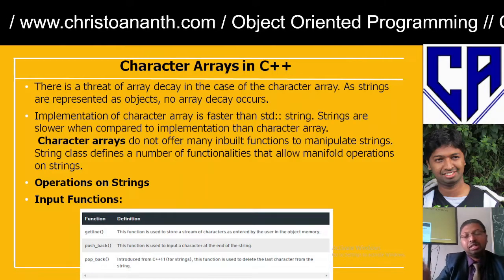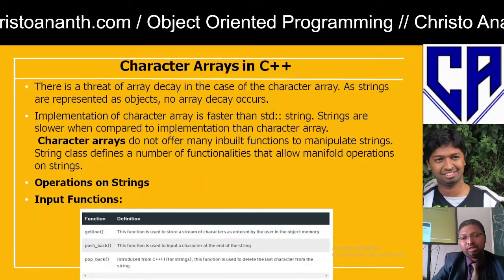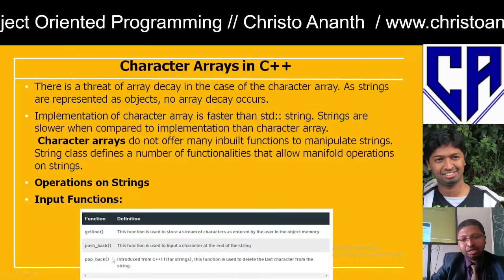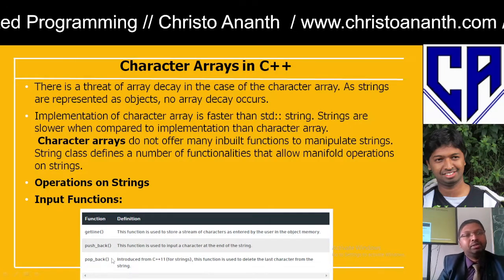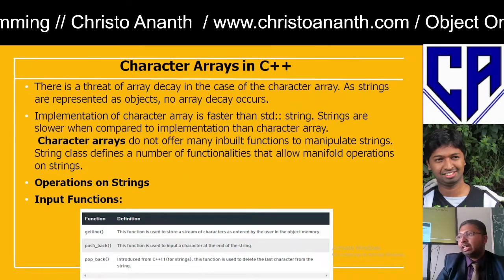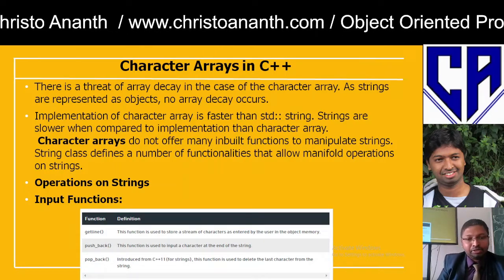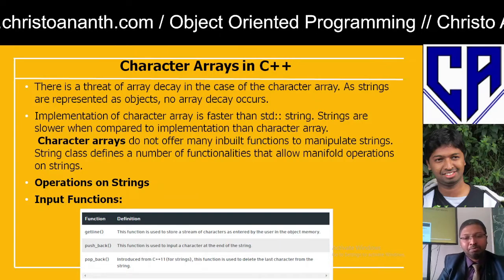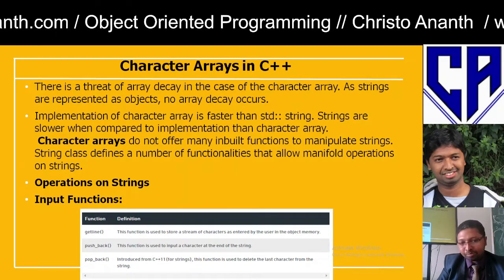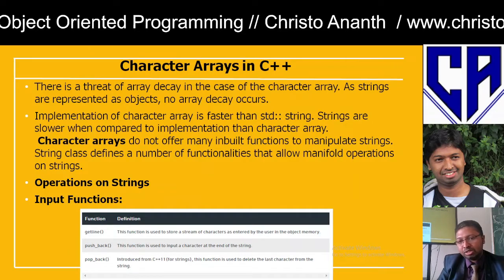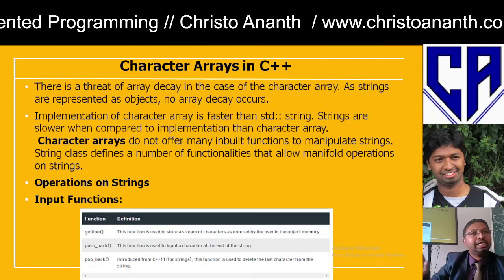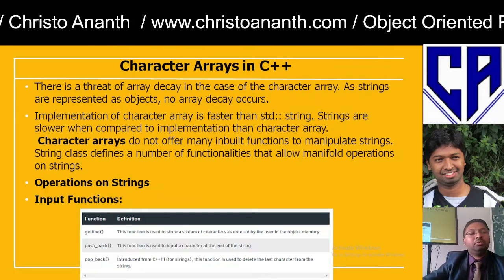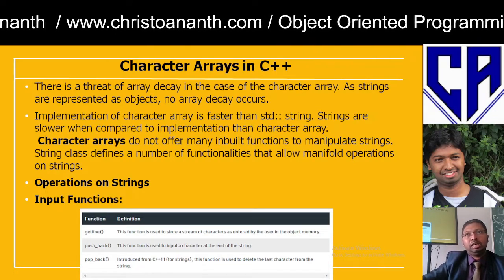So getline means some input from the user, just entering a stream of characters. Then push_back, you are going to input a character at the end of the string. And then pop_back. Pop means you delete it. So for C++ operations, you use this function to delete the last character in the string. For example, object oriented programming, then you delete from G, N, I, and so on.